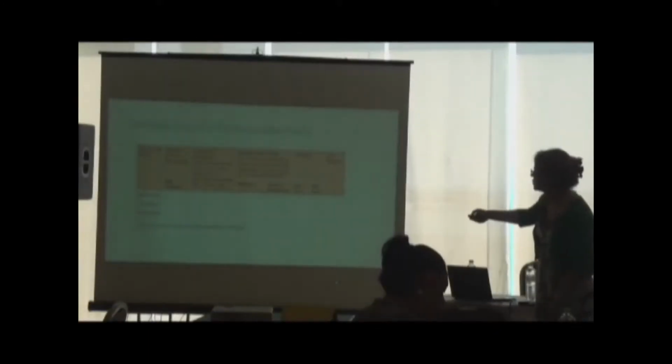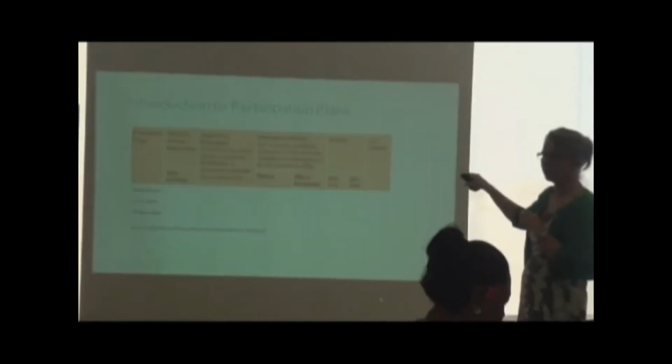Given that there are 4 levels in ADB, you need to choose one of those levels. You need to choose, is it information generation and sharing? Is it consultation? Is it collaboration? Or is it partnership? So what level of engagement for that particular stakeholder group are you going to apply?